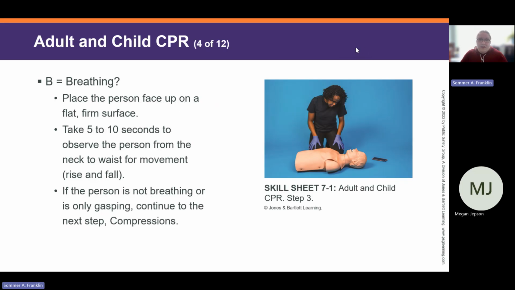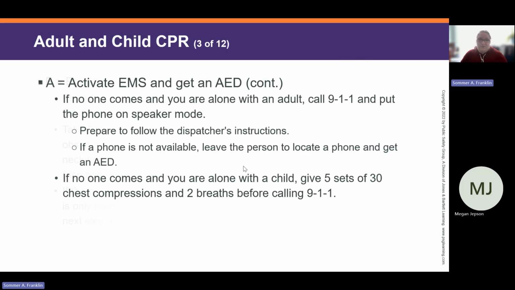B, breathing. Place the person on a flat, firm surface. Take 5 to 10 seconds to observe the person from the neck to waist for movement, so rise and fall of their chest. If the person is not breathing or is only gasping, continue to the next step, compressions.